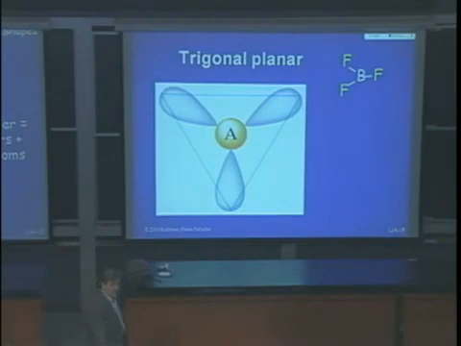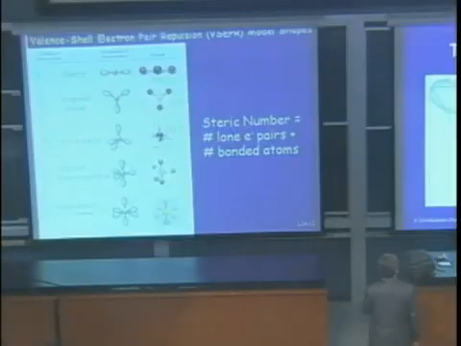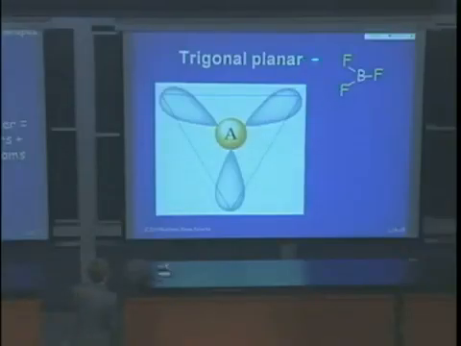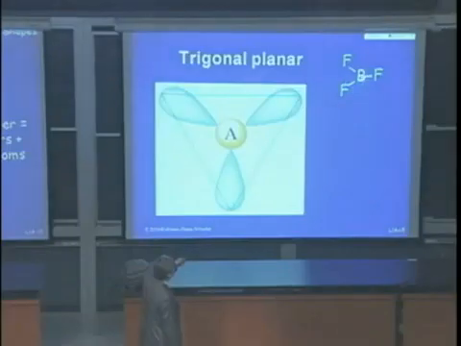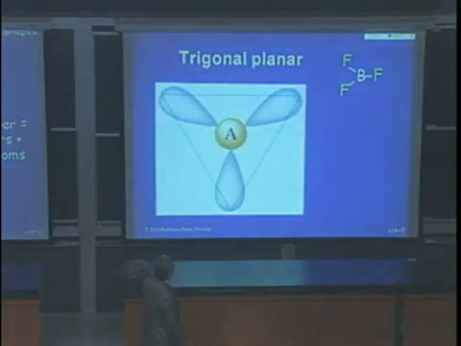Nevertheless, what is the steric number here? 3. And with this steric number 3, it's trigonal planar. All right? So boron sits here, there's a fluorine here, here, and here. Okay? So with this, the angle is 120 degrees between the boron and the fluorine.